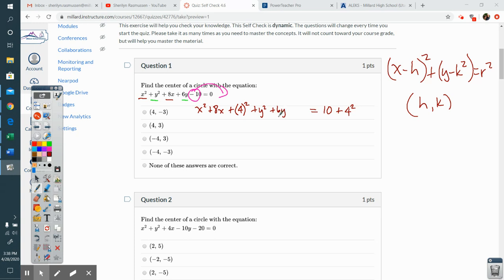Okay, and you'll do the same thing with your y value. So 6 divided by 2 is 3. You add to that 3 squared. I didn't need to put this in parentheses, but that's the basic concept. And the reason you do that is because you can put it in this form if you do that.